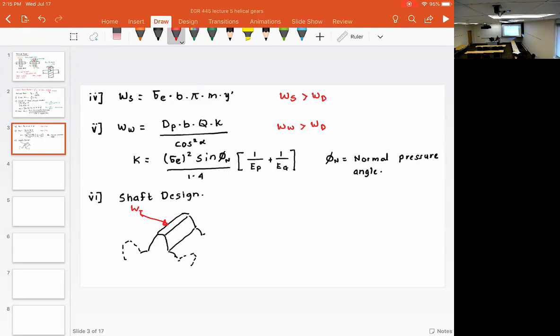Everyone with me so far? WT is the tangential load. Because of the pressure angle, you are gonna have a normal load WN. Do you agree with me? And this angle is nothing but the pressure angle. Now, since we have a normal load which is at an angle phi, whether we like it or not, we will have a component of normal load in the radial direction, which is WR.